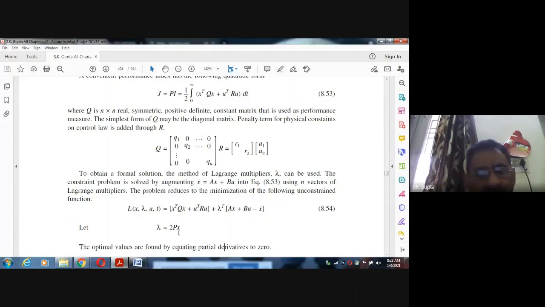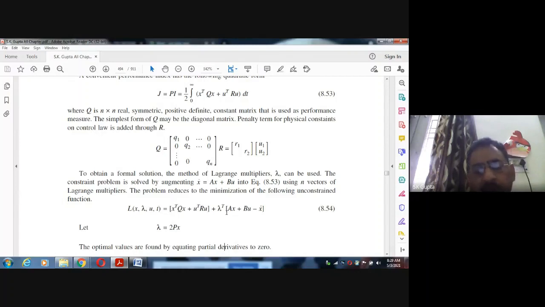Let it be Px. Now, to optimize this system, which is also called the optimal controller, we take the partial derivative of this Lagrange function, since L is a function of x, u, lambda and time. So the partial derivative of the Lagrange function L with respect to all variables should be 0. To find the minimum or maximum, our partial derivative should be 0.